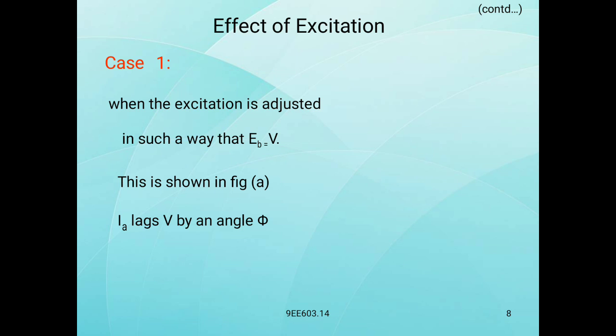In case 1, the excitation is adjusted in such a way that EB is equal to V. That means normal excitation. EB is equal to V means normal excitation. Here, see this figure: IA lags V by an angle phi degrees.